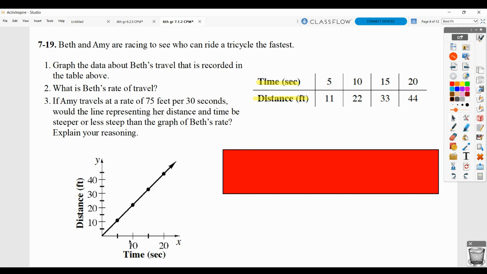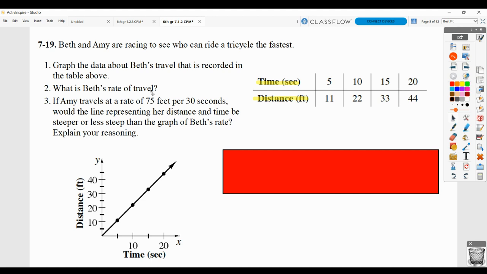They went with a scale of 0 to 20 and went by fives here. And for distance, it looks like 0 to 45 going by fives. And then they graphed these points. So 5, 11 was over 5 up to approximately 11. Put a point there. 10, 22. So again, over 10, approximately 22. Put a point there, and so on. So they graphed these 4 points, and then they connected the dots to create that line, which represents her rate of travel.